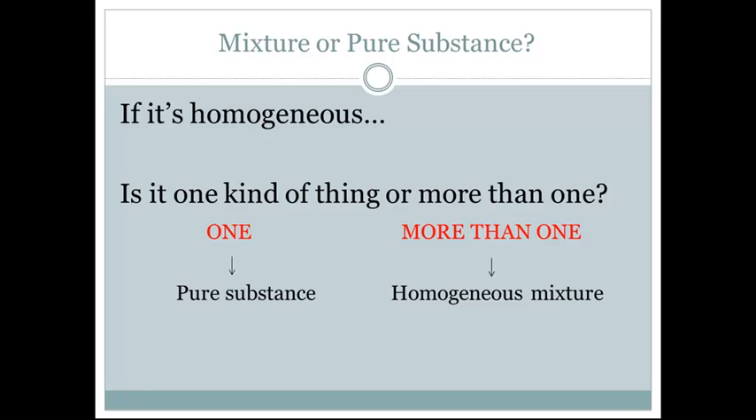But let's say that it's distilled water, and everything in that cup is H2O. Then it's a pure substance. It's not a mixture of things. It's a pure substance because everything in that distilled water is water. Okay? So tap water is a homogeneous mixture because it's more than just water mixed together. Even though it's uniform, it's more than just water. Distilled water is just H2O and therefore is a pure substance.